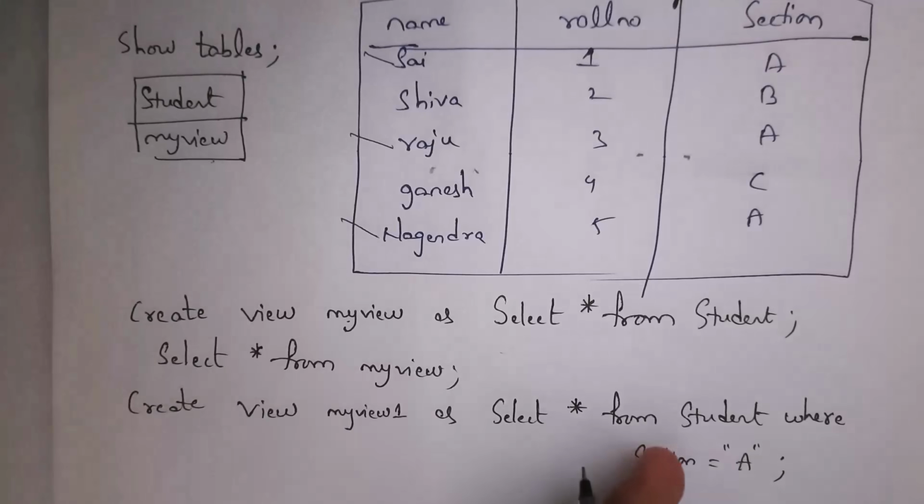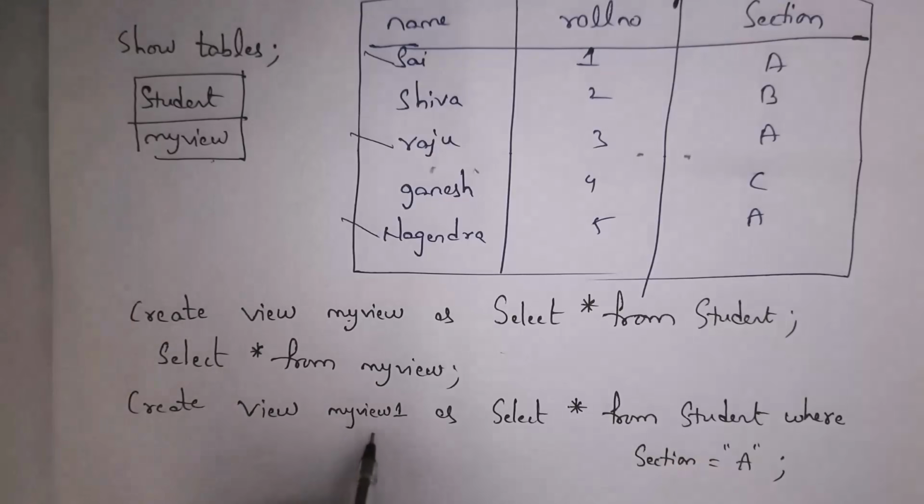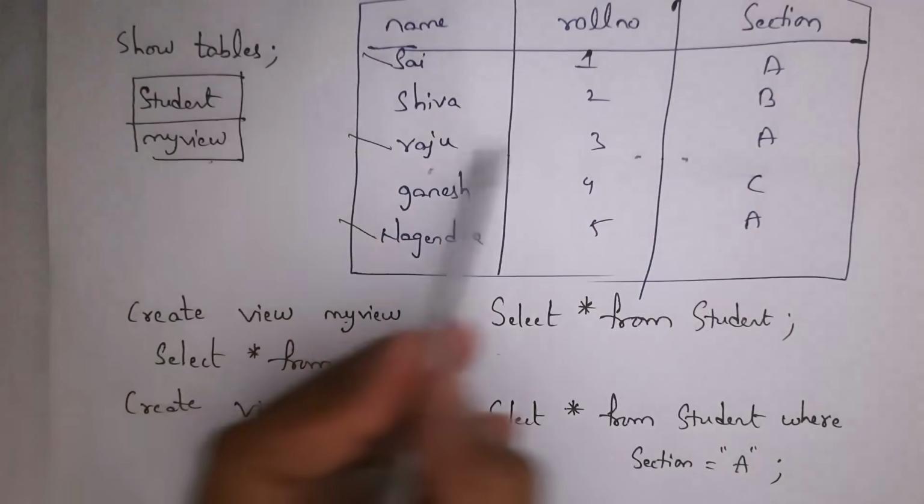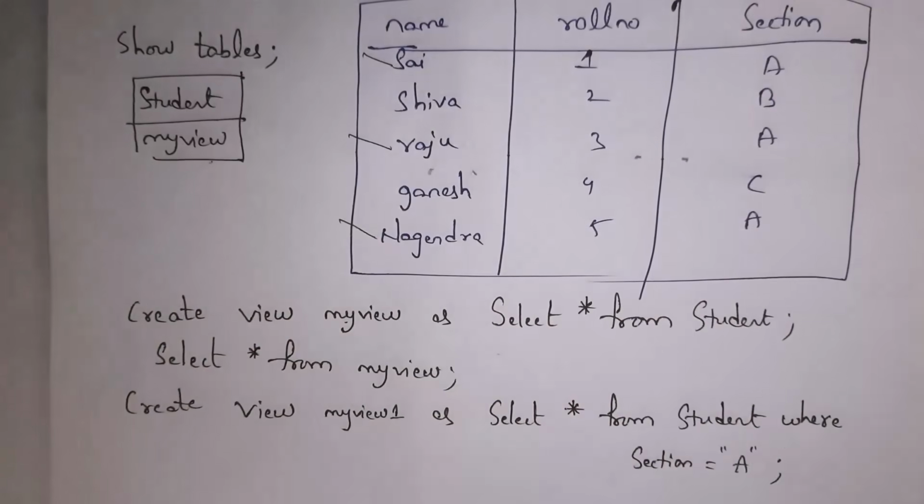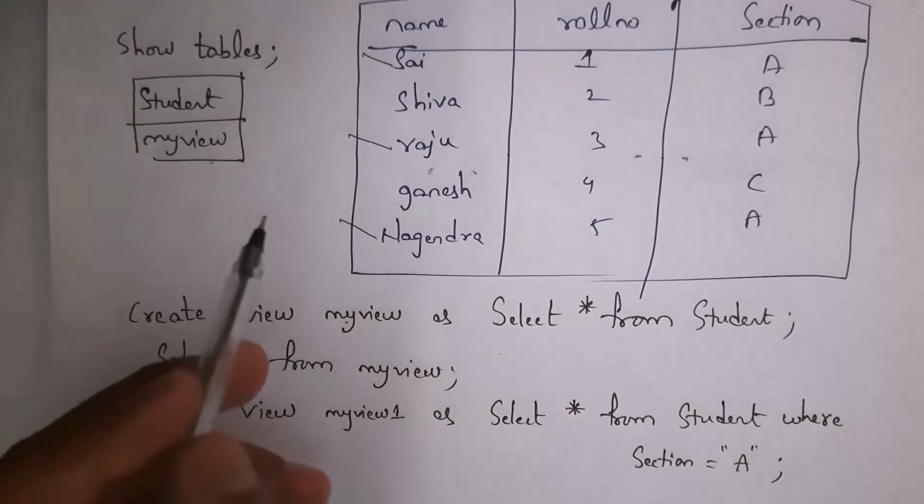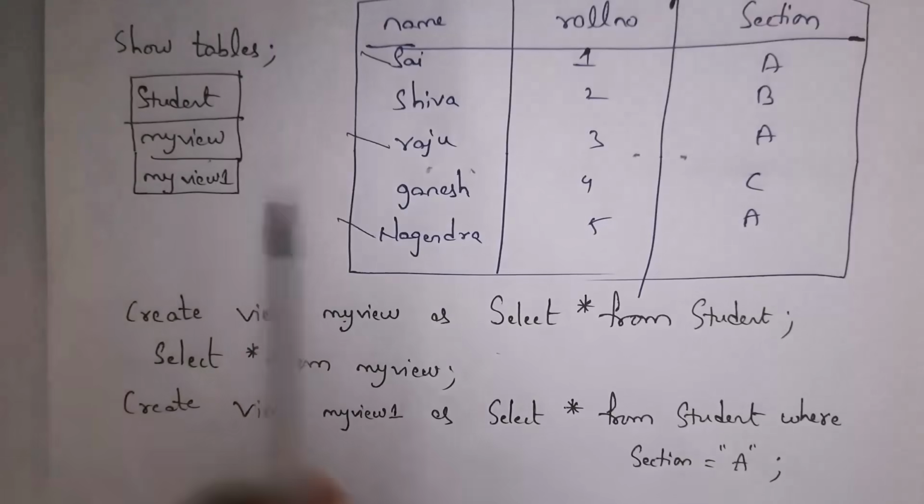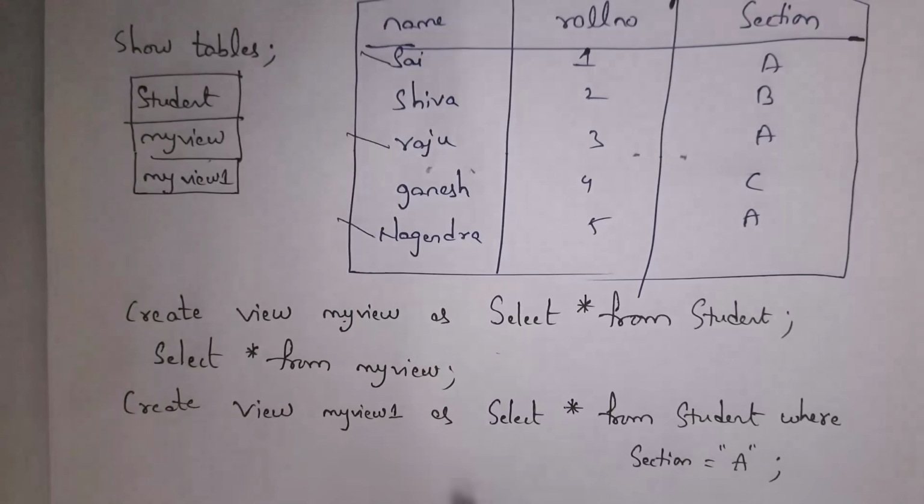Whenever you write this line of code and click enter, it will create a view. That view name is my view 1. This my view 1 contains only the data of the students whose section is A. Here Sai section is A and Raju section is A and Nagendra section is A. Whenever you write here show tables, it will display three tables as output. They are student, my view and my view 1. I want to see the data which is present in my view 1.